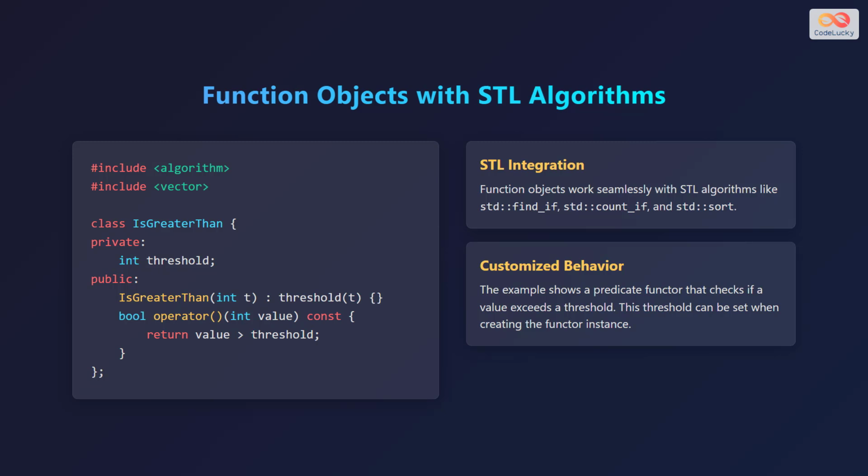Function objects work seamlessly with standard template library algorithms like findIf, countIf, and sort. The example shows a predicate functor, isGreaterThan, that checks if a value exceeds a threshold. This threshold can be set when creating the functor instance. This allows for customized behavior within standard algorithms.